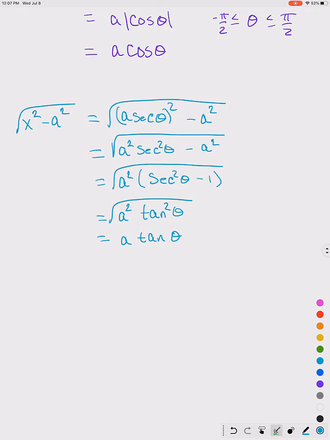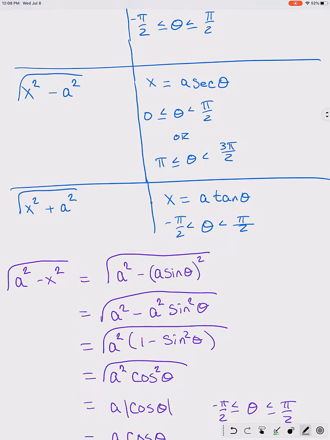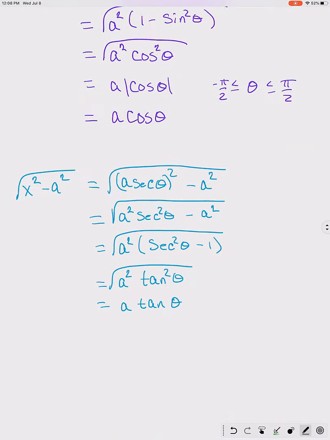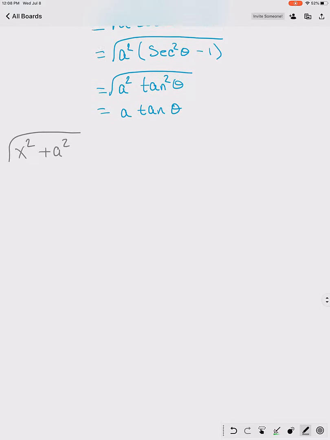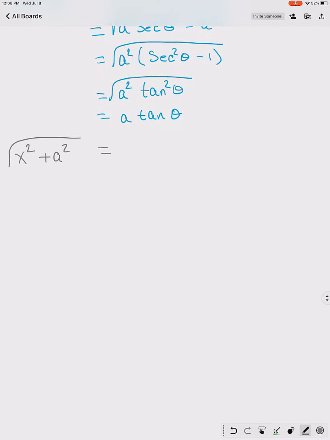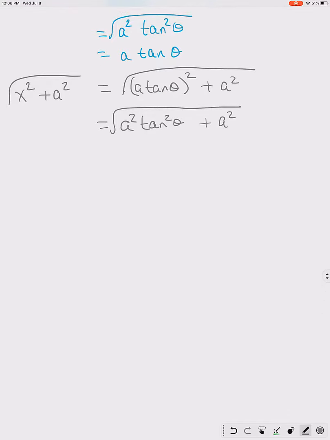Okay, let's look at the last one. The situation of x squared plus a squared underneath the square root. So using the suggested substitution of x equals a times tangent of theta, I have a times the tangent of theta, squared, plus a squared. And that becomes a squared times the tangent squared of theta plus a squared, again all underneath the square root.